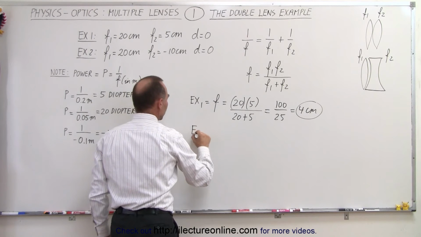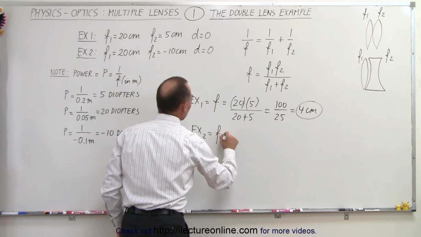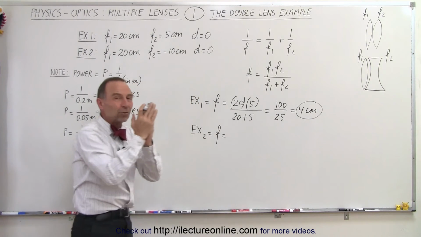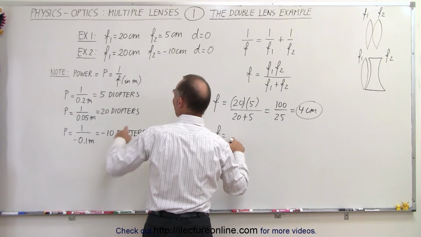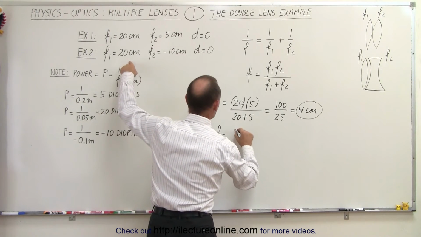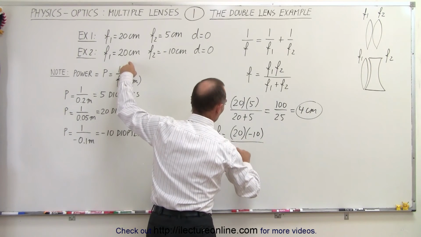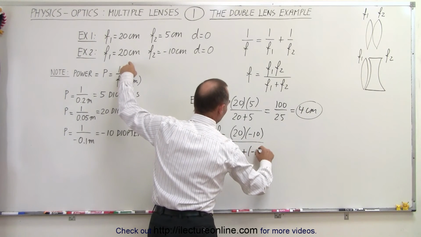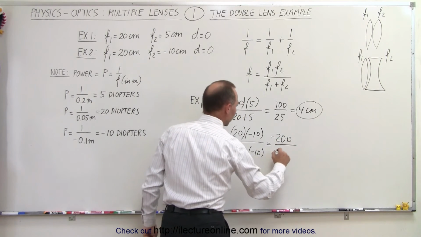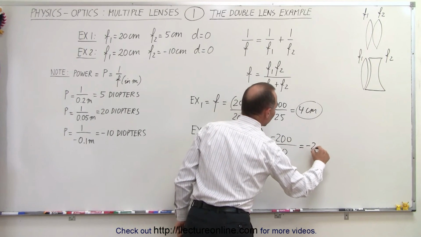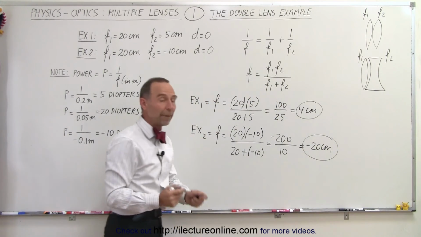In example number 2, where we have a converging and a diverging lens, and again, remember that the two lenses are against one another, so that essentially the distance between them is 0. So in this case, the product is going to be 20 times a minus 10 divided by 20 plus a minus 10. So that's going to be minus 200 divided by a positive 10, or a minus 20 centimeters. So that's the focal length of the two lenses combined.